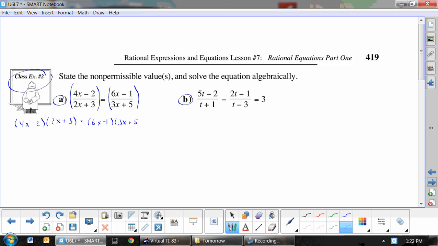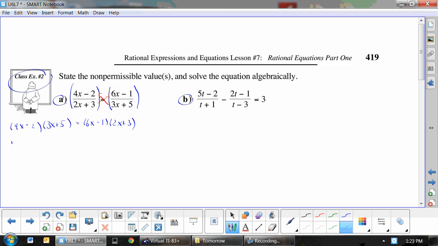Okay, so we get, what am I doing? No, I did it wrong. You should have caught me on that. Okay, so actually, I'm glad I did that, because now you guys will not make this mistake ever. You always cross multiply like that. Okay? So, multiply that one by 3x plus 5, and then we get 6x minus 1 and 2x plus 3.